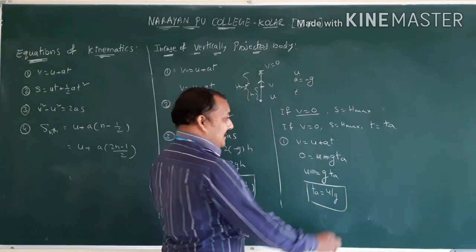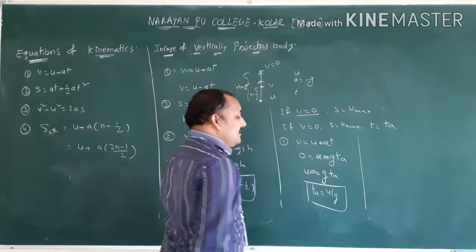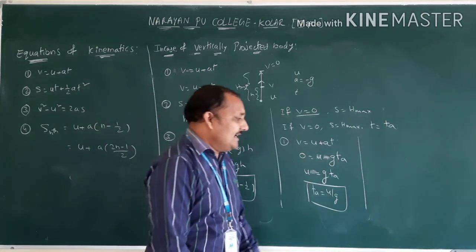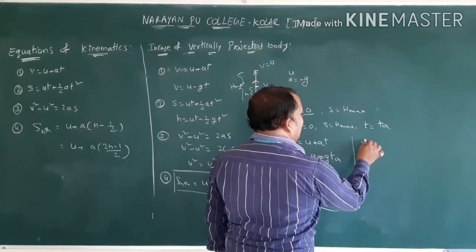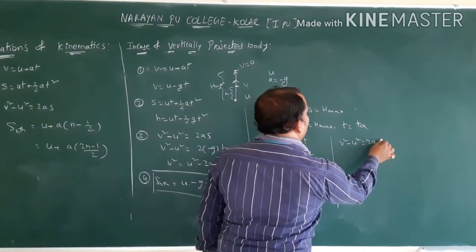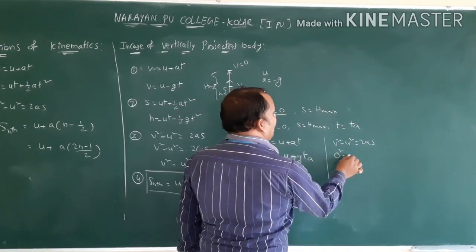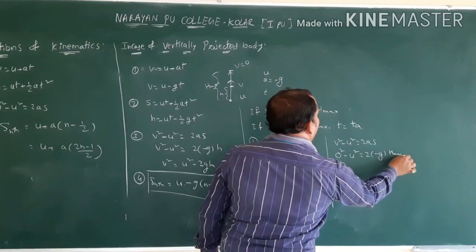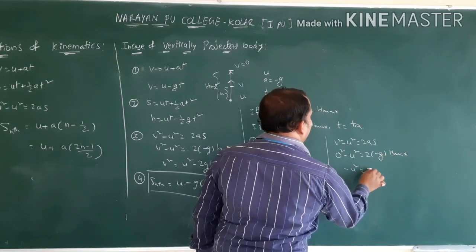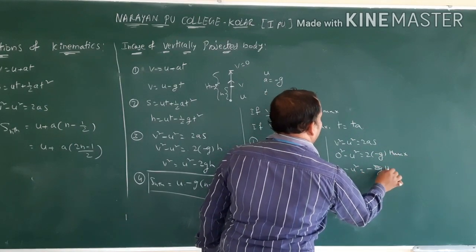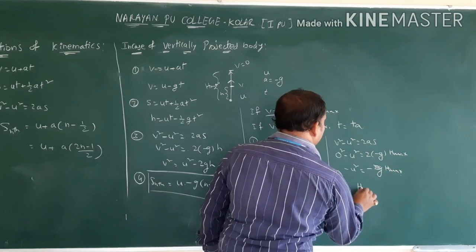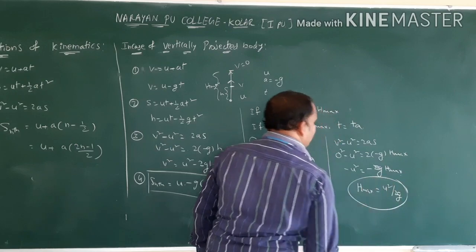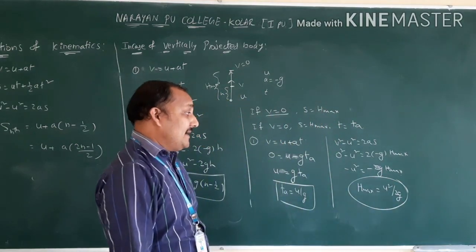What is the maximum height? To find the maximum height you can use the third formula. What is the equation? v square minus u square equals 2as. Final velocity 0 minus u square equals 2 times minus g times s, whose value is h max. Then minus u square equals minus 2g h max. Then h maximum is equal to u square by 2g. This is nothing but the maximum height equation.